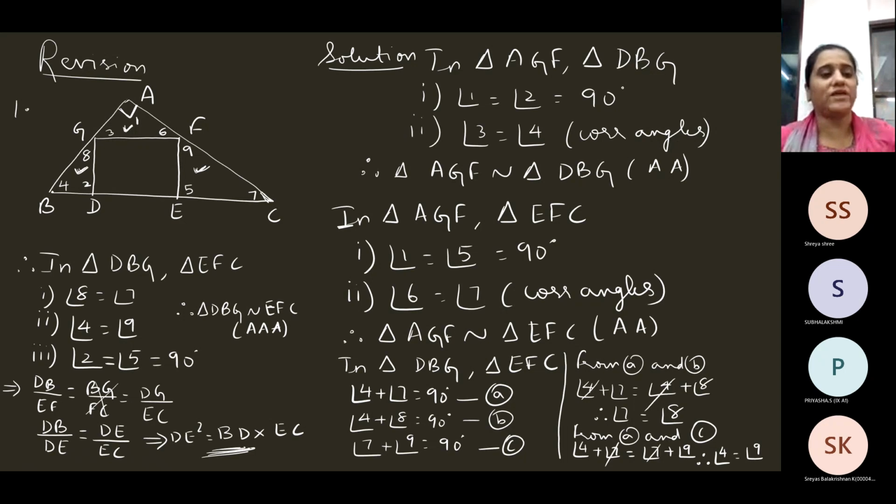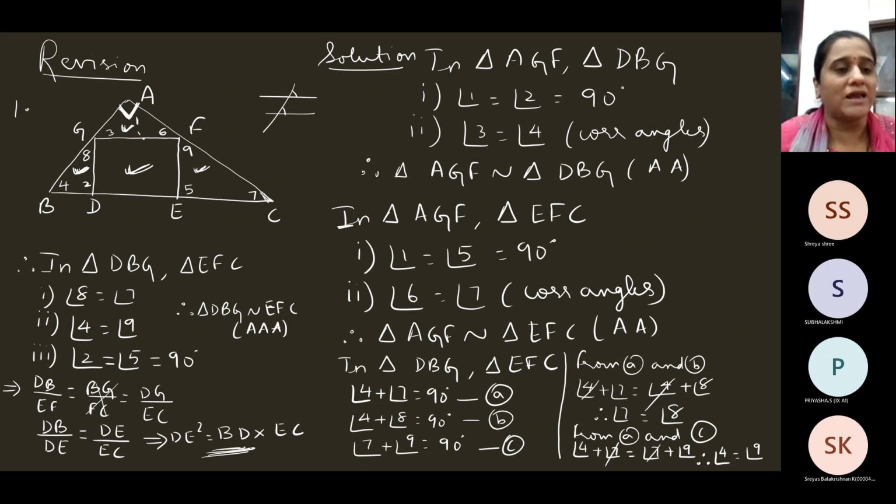So first, to prove that these two triangles are similar, this one is similar to this one. In triangle AGF, this is 90 because it's given. In this triangle, angle 2 is 90 because this is a square, right? So angle 2 will be 90 degrees. Then corresponding angles are equal. Parallel line, transversal. Corresponding angles are equal. So which are the parallel lines? GF is parallel to DE because they are the opposite sides of the square.